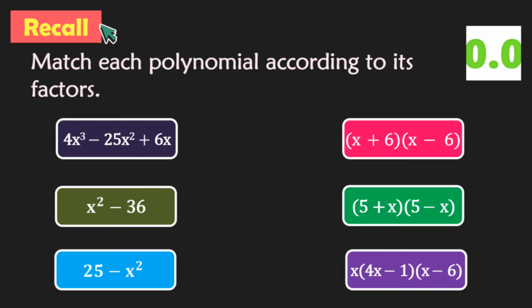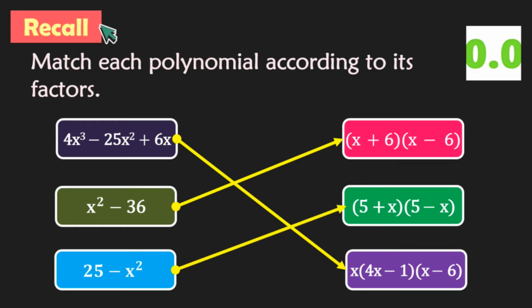Alright, time is up. Let us now factor our given polynomials. Let's have first the factors of 4x cubed minus 25x squared plus 6x. If this is your answer, you are correct. Next, what is the factors of x squared minus 36? If this is your answer, you got it right. And last, the factors of 25 minus x squared is the quantity of 5 plus x times the quantity of 5 minus x. Good job, students!